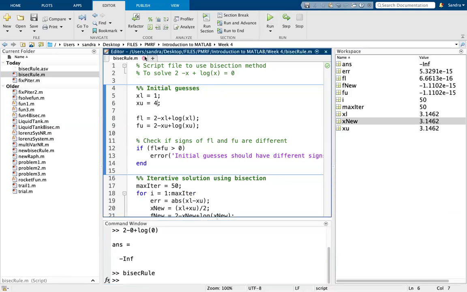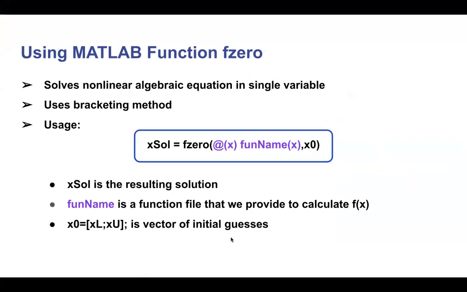Okay. Now going into the next part of the session. First we have completed the bisection method. Next is how to use the inbuilt Matlab function, that is fzero. fzero is a direct inbuilt Matlab function, you just need to know how the syntax looks and how to give the inputs. The Matlab function fzero is used to solve nonlinear algebraic equations in a single variable. Keep that in mind, it should be a single variable.